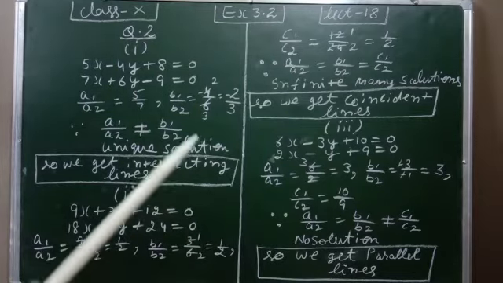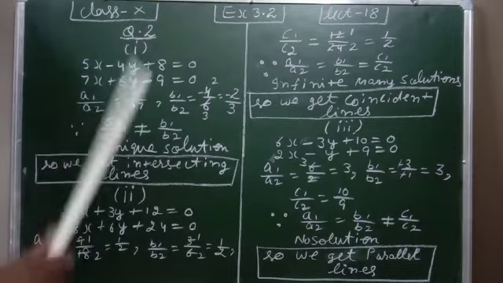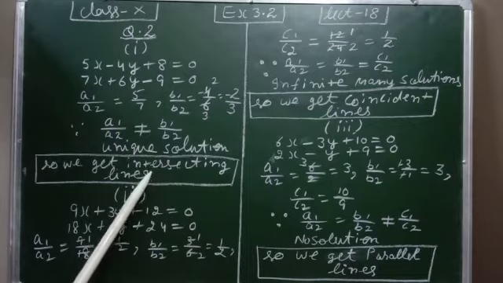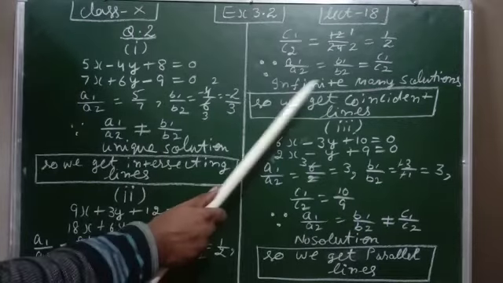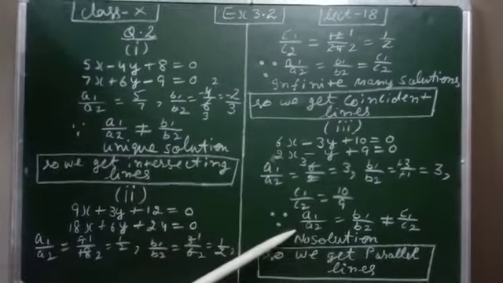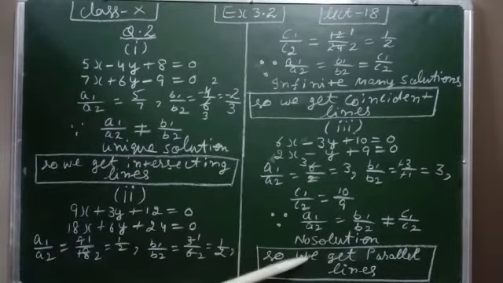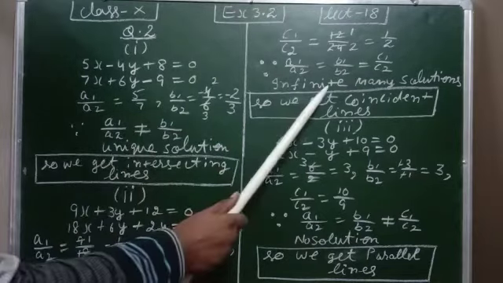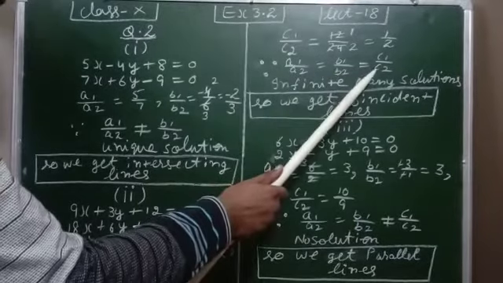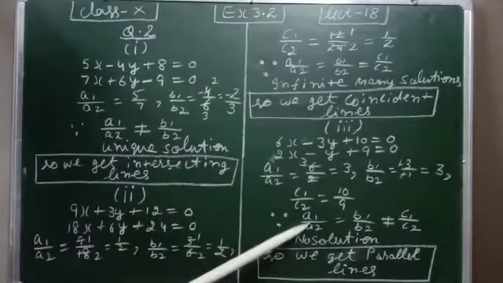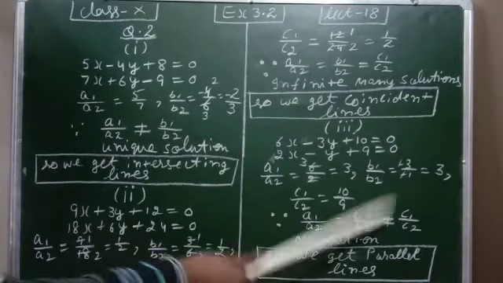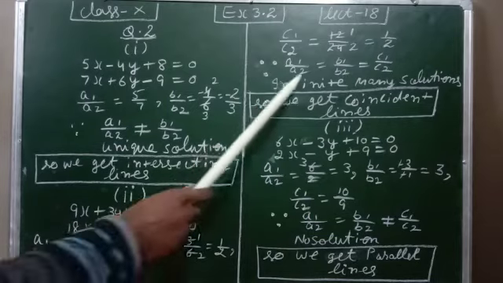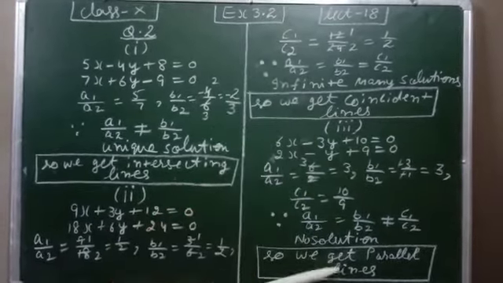So already the basics of this second question we studied in the starting of the chapter. What is the basic? If we are having a unique solution, we always get intersecting lines. If we are having infinitely many solutions, then we get coincident lines. If we are having no solution, then we always get parallel lines. Unique solution when a1 upon a2 is not equal to b1 upon b2. Infinitely many solutions when a1 upon a2, b1 upon b2, c1 upon c2, all three are equal. No solution when a1 upon a2, b1 upon b2 are equal, but c1 upon c2 is not equal. So for unique solution, intersecting lines; infinitely many solutions, coincident lines; no solution, parallel lines.